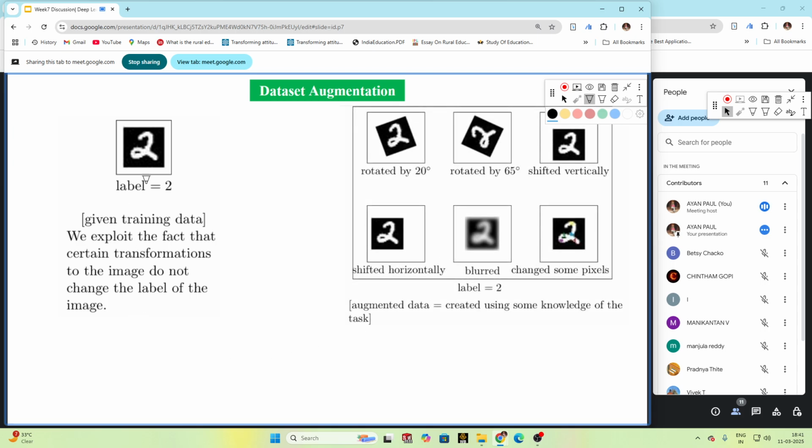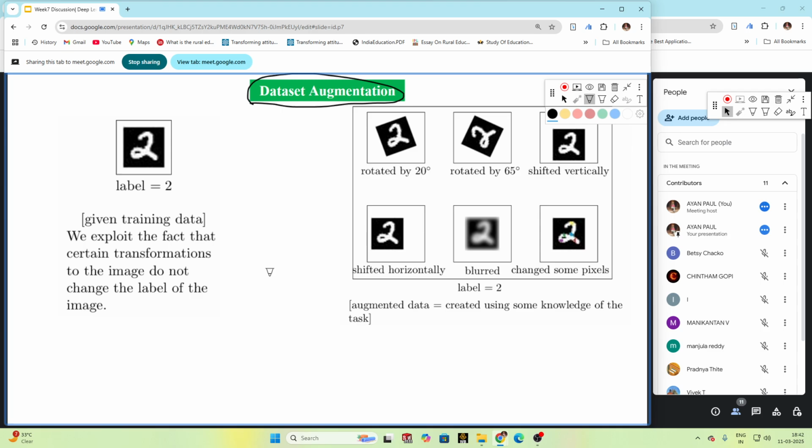Okay, so earlier, dataset augmentation is a very popular technique in the case of CNNs, or neural networks, for image datasets. Our idea is we exploit the fact that certain transformations of the image do not change the label of the image. This is an example from our MNIST dataset.